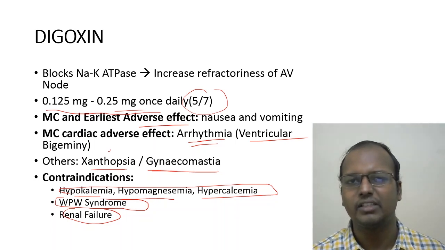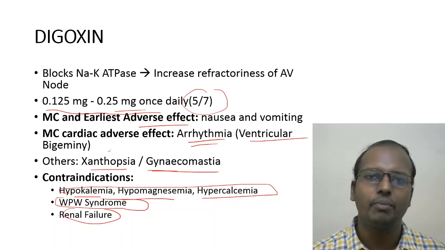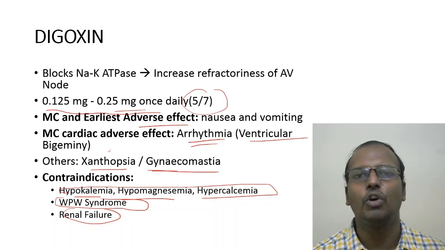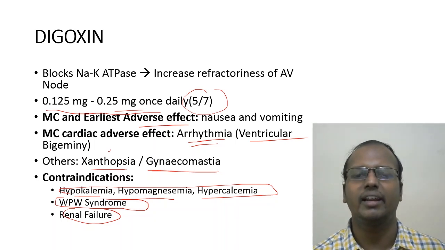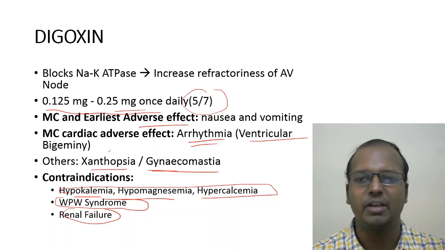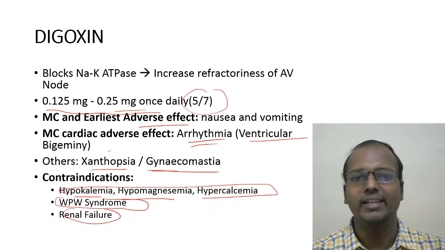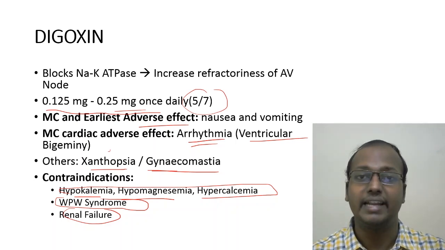In WPW syndrome, there is an aberrant pathway which connects the atrium and the ventricle. So if you block the AV node, then the conduction will go along the aberrant pathway, which will trigger malignant ventricular arrhythmias and can cause death also. That is the danger with digoxin in a patient with WPW syndrome. It is Wolff-Parkinson-White syndrome. There will be a short PR interval and a delta wave in the ECG. These are the findings which can suggest Wolff-Parkinson-White syndrome.